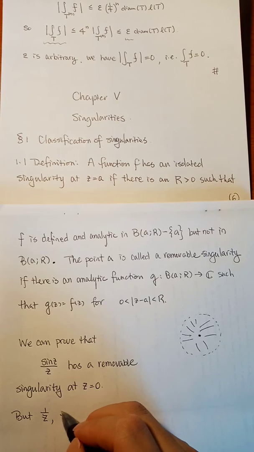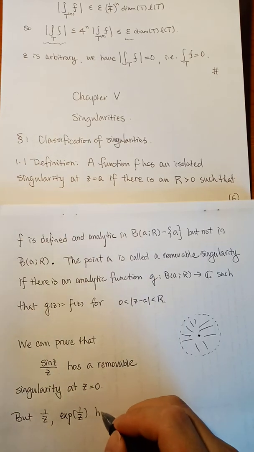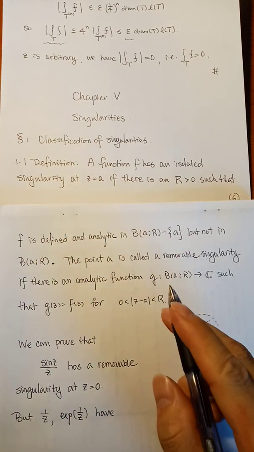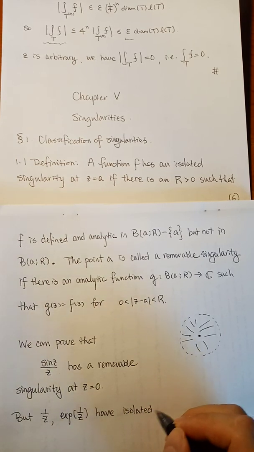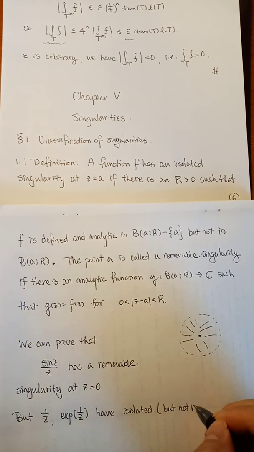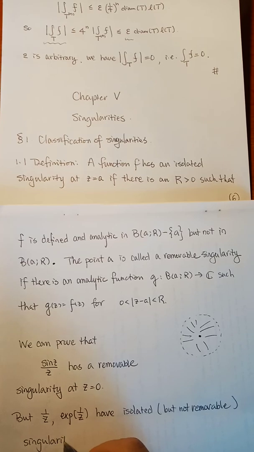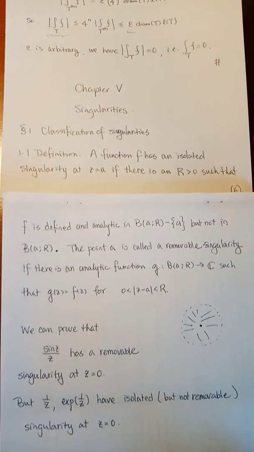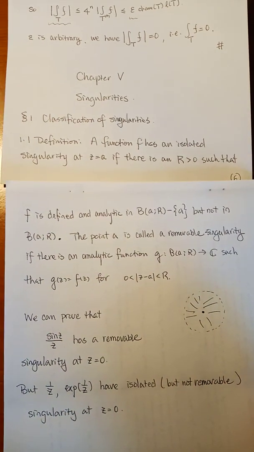But the exponential function of 1 over z has an isolated but not removable singularity at z equal to 0. You can actually prove it.